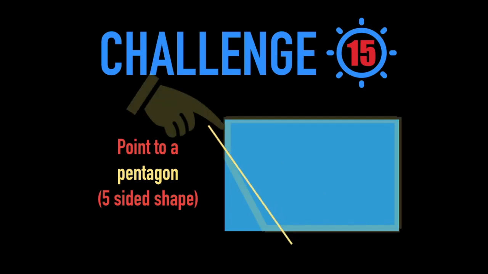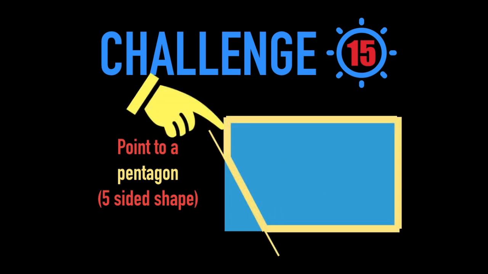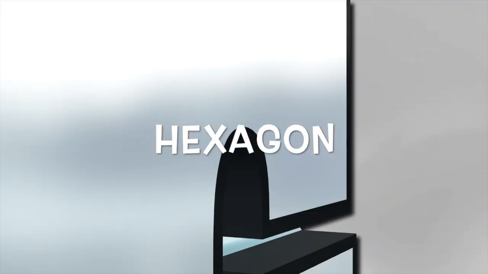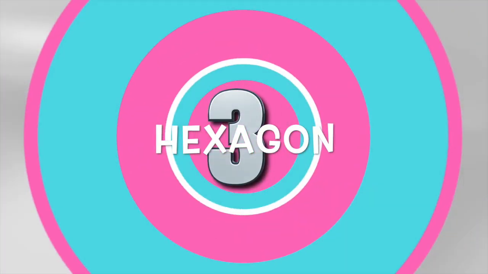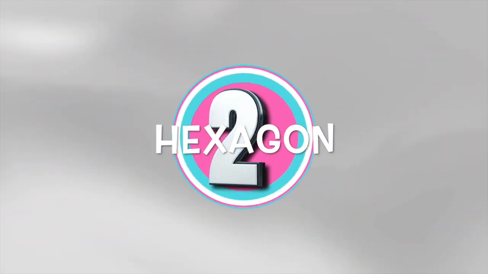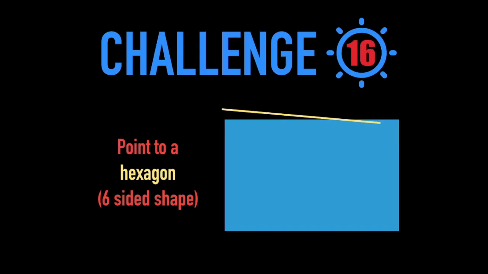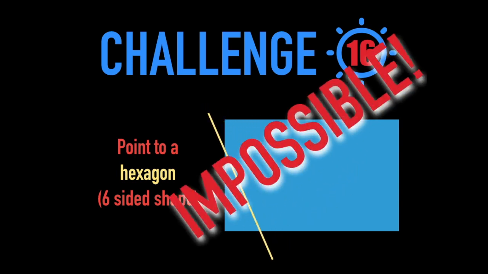Believe it or not, you can make a five-sided shape. Here's one example. We made a five-sided shape. How about a six-sided shape? That'd be called a hexagon. Challenge 16 joins the other impossible tasks.